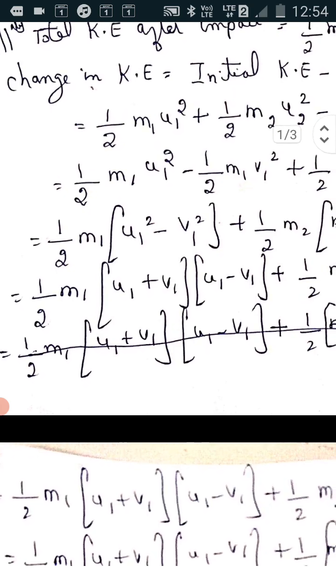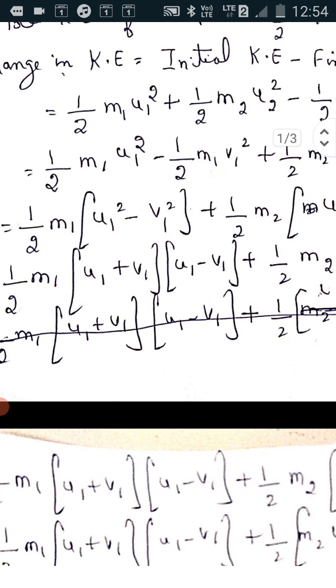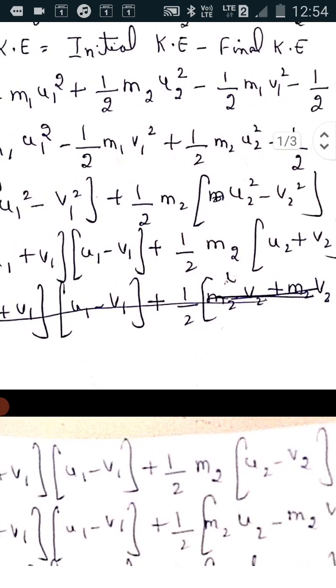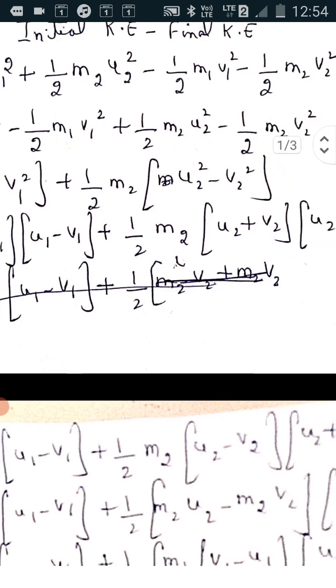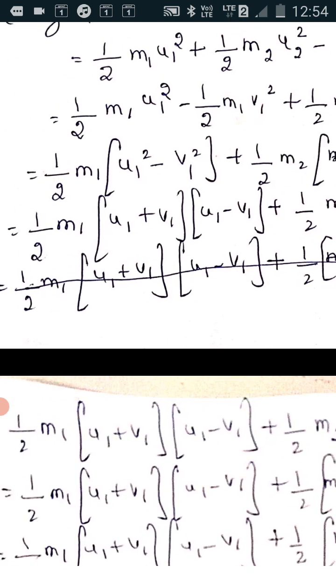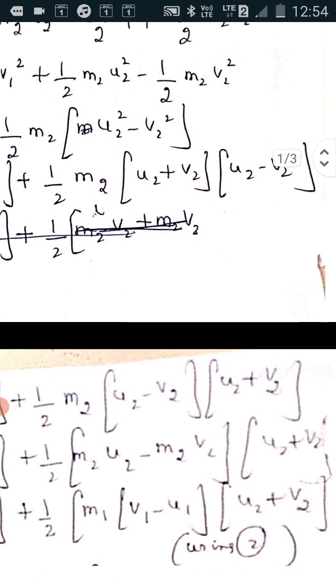In the first two terms we can take half m1 as common, so inside the bracket we have u1 square minus v1 square. In the second two terms we take half m2 outside, so inside the bracket we get u2 square minus v2 square. Now u1 square minus v1 square is of the form a square minus b square, so it can be written as u1 plus v1 into u1 minus v1. Similarly, for u2 square minus v2 square we can apply the same formula.